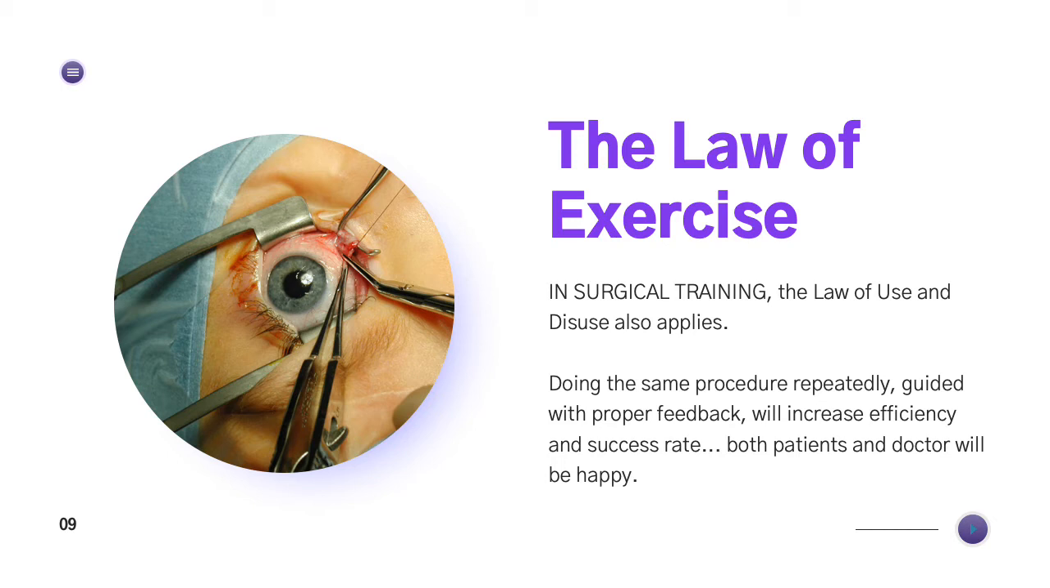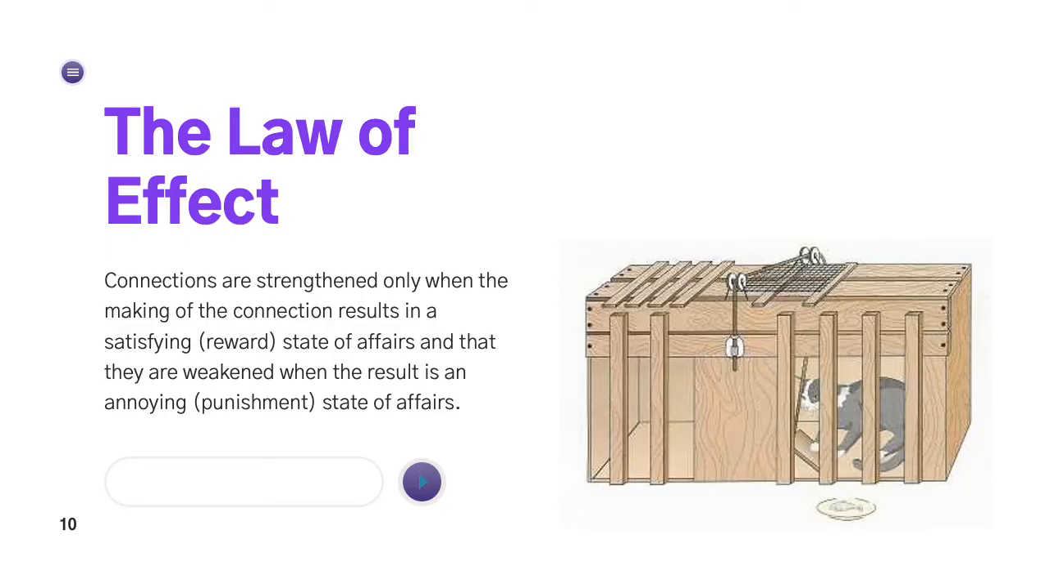This improvement or learning in skill results not only in happy patients, but also in a happy doctor, which leads us to the third law, the law of effect. The law of effect added to the law of exercise the notion that connections are strengthened only when the making of the connection results in a satisfying state of affairs, and that they are weakened when the result is an annoying state of affairs. The classic example of Thorndike's SR theory was a cat learning to escape from a puzzle box by pressing a lever inside the box.